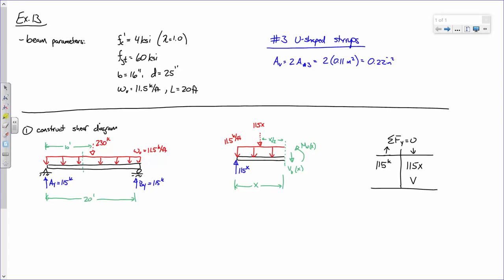It doesn't matter. I have 115 kips equals, now, it's 11.5. 11.5x plus VU. So therefore, VU is 115 minus 11.5x. Is everybody okay with that?